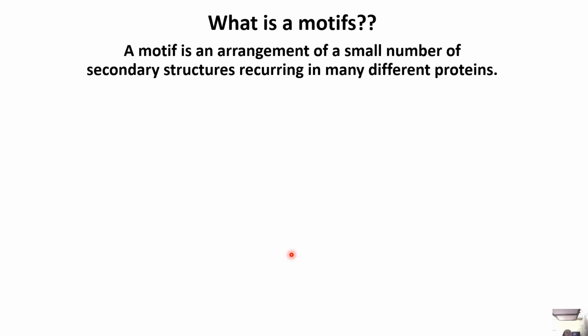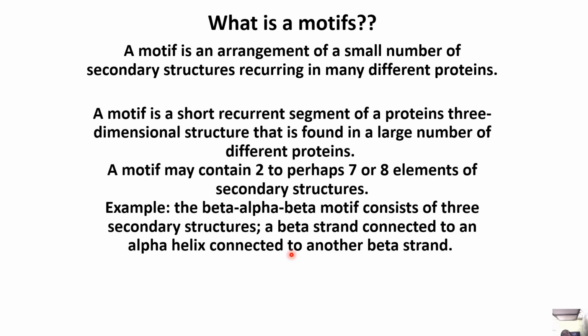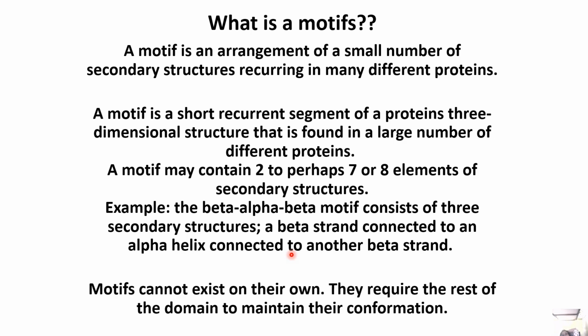Now, what are motifs? A motif is an arrangement of a small number of secondary structures replicating in many different proteins. A motif is a short recurrent segment of protein three-dimensional structure that is found in a large number of different peptides. A motif may contain 2 to perhaps 7 or 8 elements of secondary structure. For example, the beta-alpha-beta motif consists of 3 secondary structures: a beta strand connected to an alpha helix connected to another beta strand. Motifs cannot exist on their own; they require the rest of the domain to maintain their conformation.